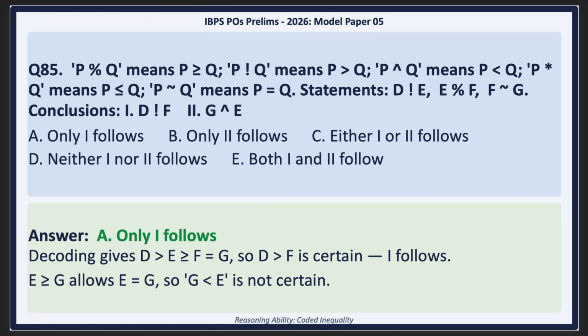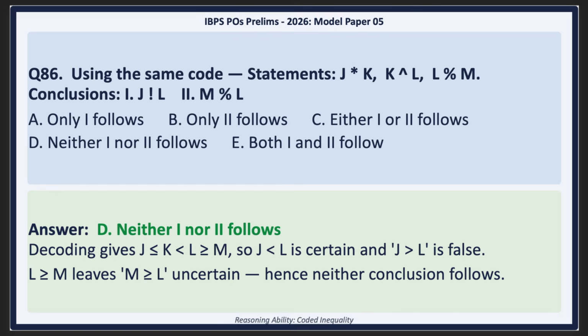Got it. Okay, question 86 statements. J is less than or equal to K is less than L, and L is greater than or equal to M. Conclusion 1: J is greater than L. Conclusion 2: M is greater than or equal to L. Here is where you have to spot the broken chain. Look at the signs clustered around L. You have K is strictly less than L, but then instantly L is greater than or equal to M. The arrows point toward each other.